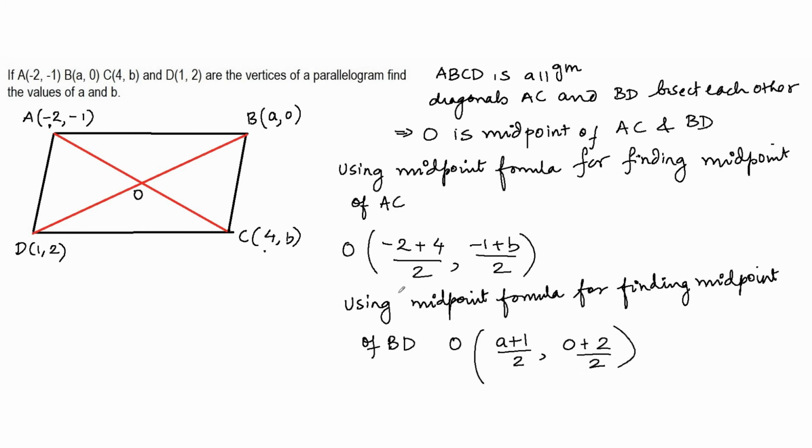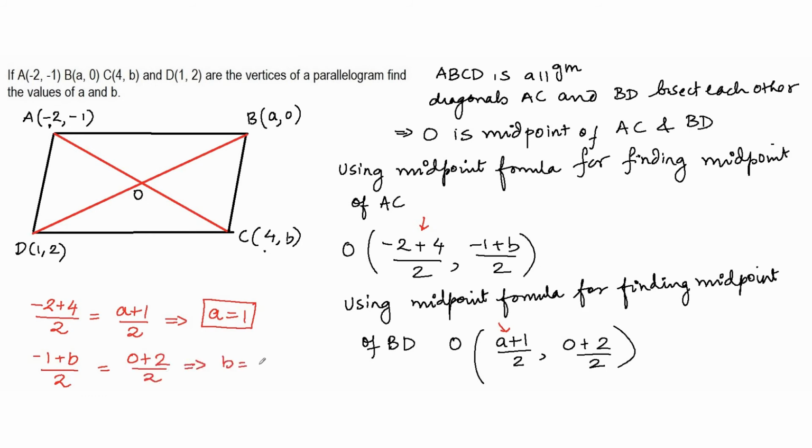And therefore, in both cases, the x coordinate of O should be equal because we are talking about the same point, which means (-2 plus 4) by 2 should be equal to (a plus 1) by 2. Solving this equation, we get the value of a is 1. Similarly, (-1 plus b) by 2 is equal to (0 plus 2) by 2, which means the value of b should be equal to 3. And this is how we find the values of a and b.